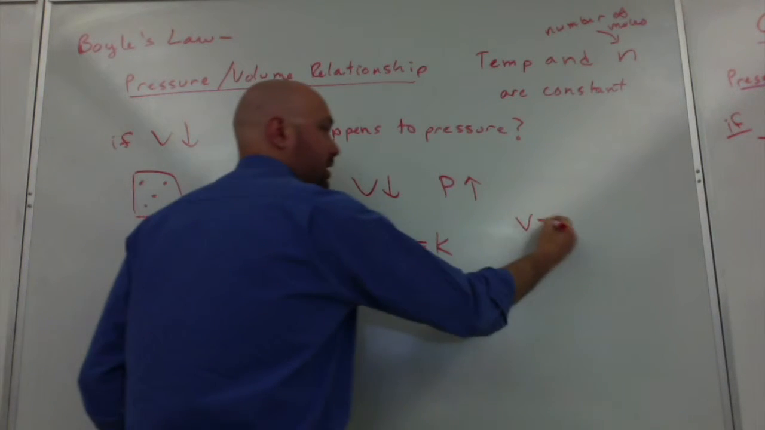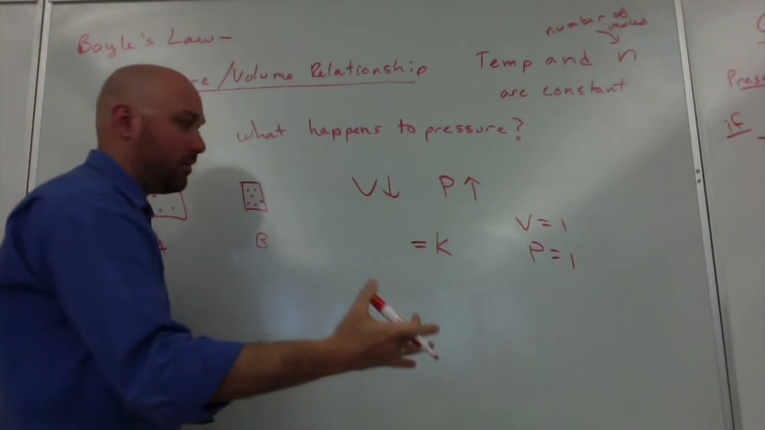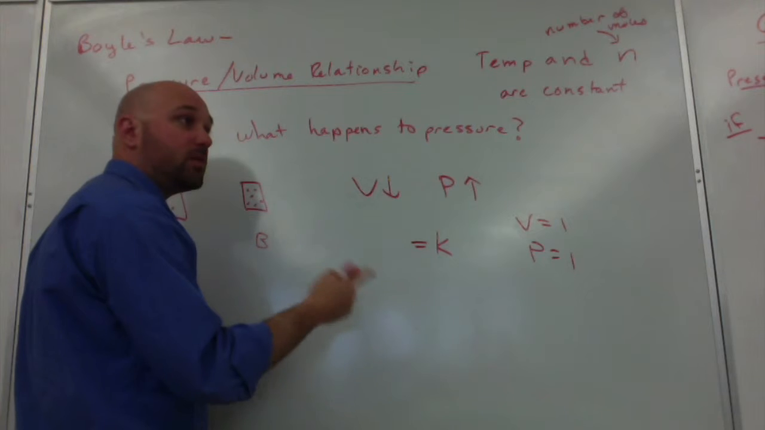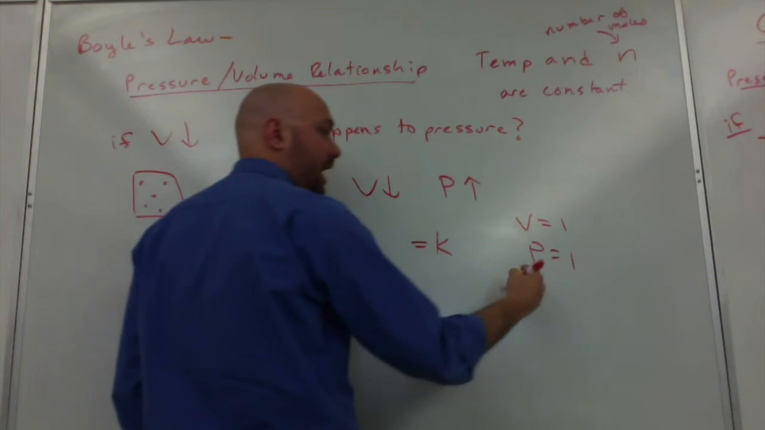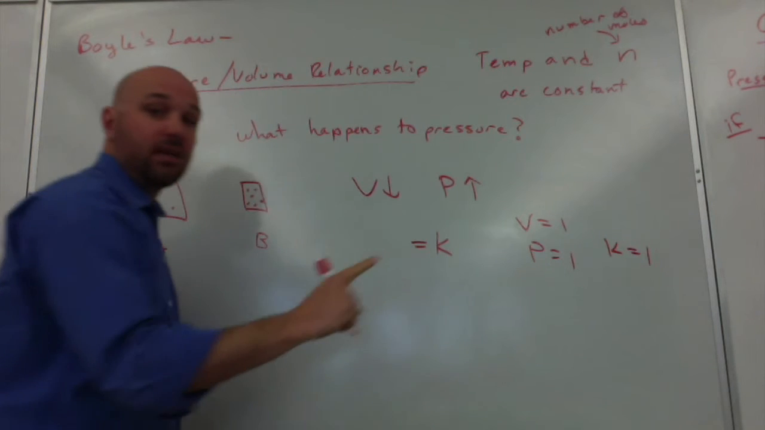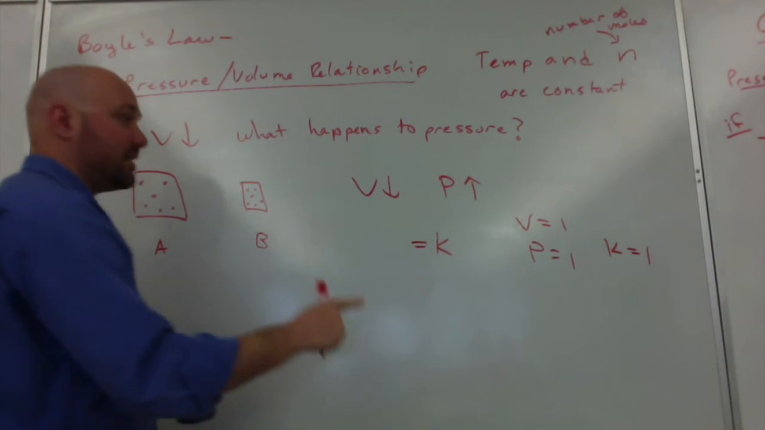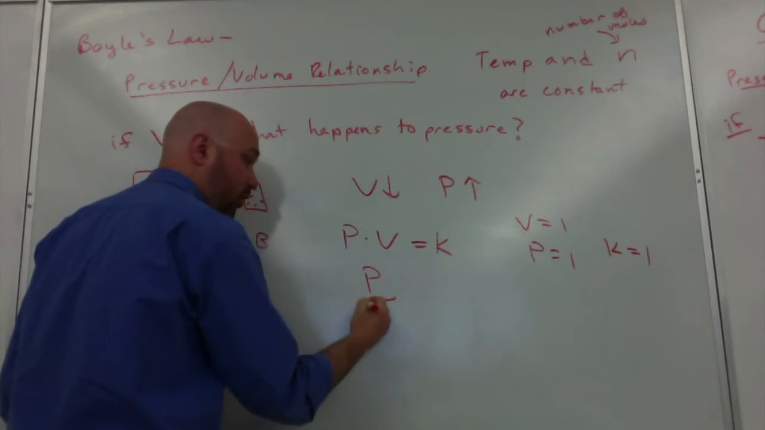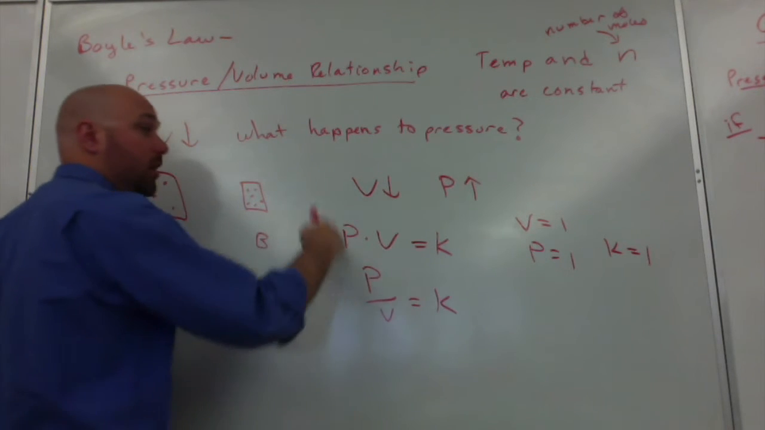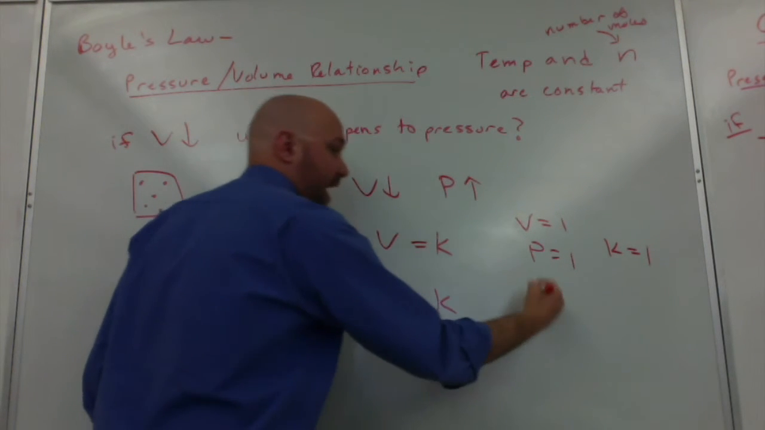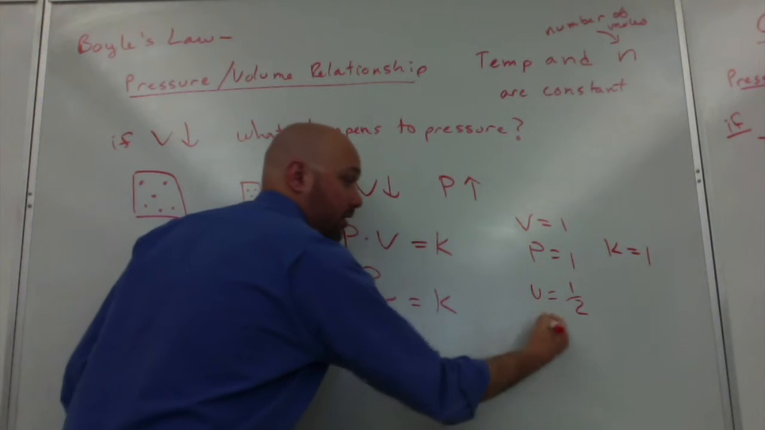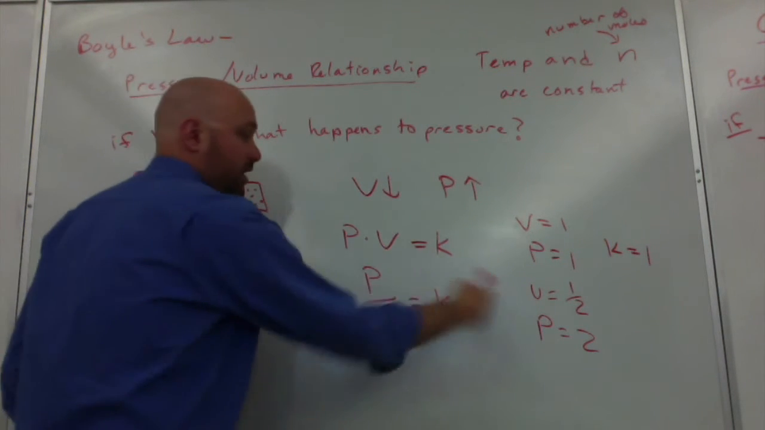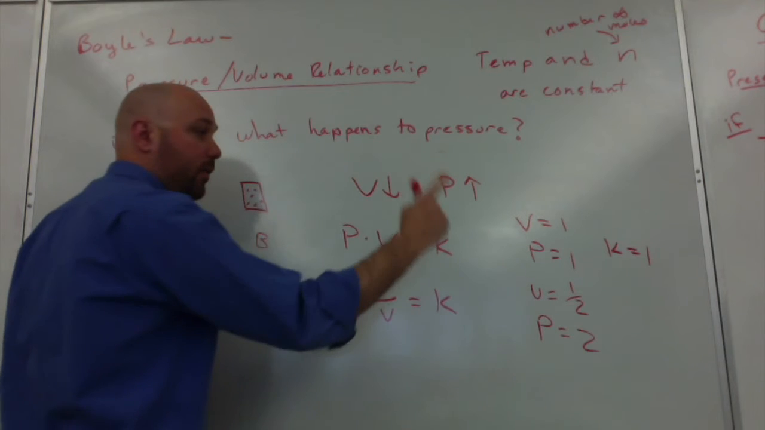Well, if volume equals 1, pressure equals 1, K, no matter what we do, multiply or divide, K will equal 1. Well, if K is going to equal 1, then K needs to be 1 always. It's a constant. How can we get pressure times volume, or pressure over volume, to equal K? Which one? Well, let's use some different numbers. So if volume goes down, let's say volume becomes 1/2, what's going to happen to pressure? Well, pressure needs to go up, so pressure needs to become 2.